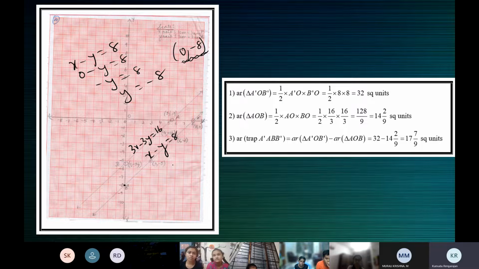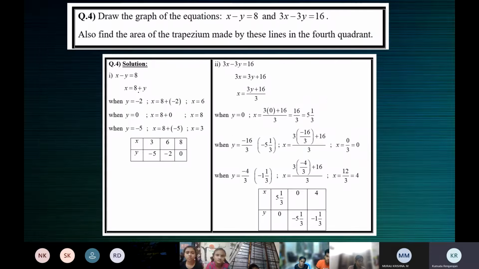So maybe while joining, no, you might have plotted the points correctly. While connecting the 3 points, maybe there was some error. Yes. Yeah, children, for x minus y is equal to 8, I don't think there must have been any trouble in making the table or in getting the graph. This equation, this 3x minus 3y is equal to 16. So here you might have struggled a little. So see here.